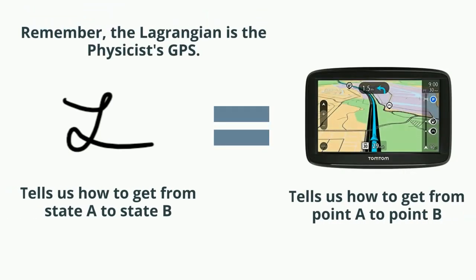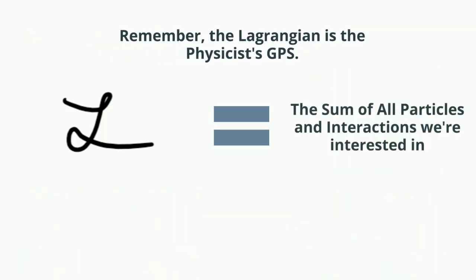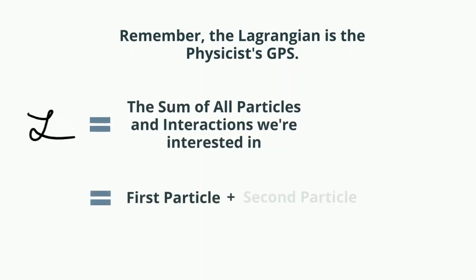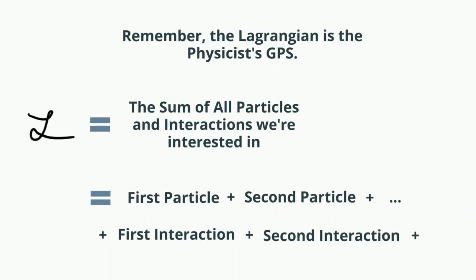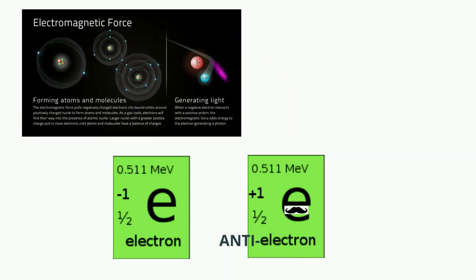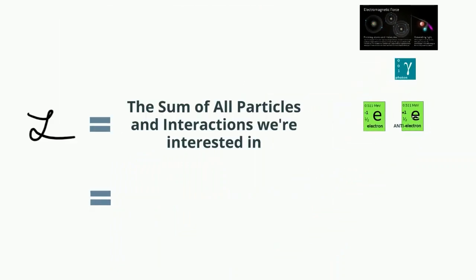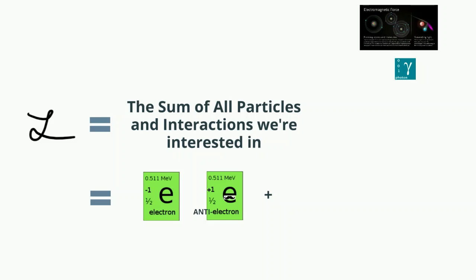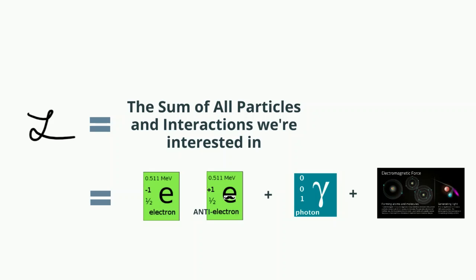The first step in analyzing any problem in particle physics is to write down the Lagrangian, which is to say, to program our GPS. To program the Lagrangian, we need only specify all the particles and interactions we are interested in seeing. Associated with each particle and interaction is a term in the Lagrangian, with the total Lagrangian being the sum over all such terms. We're interested in electromagnetic interactions involving electrons and positrons. If we recall that the electromagnetic interaction is facilitated by the photon, we conclude that our Lagrangian must include three terms. One term associated with the electrons and the positrons, one term associated with the photons, and one term associated with the electromagnetic interaction itself.